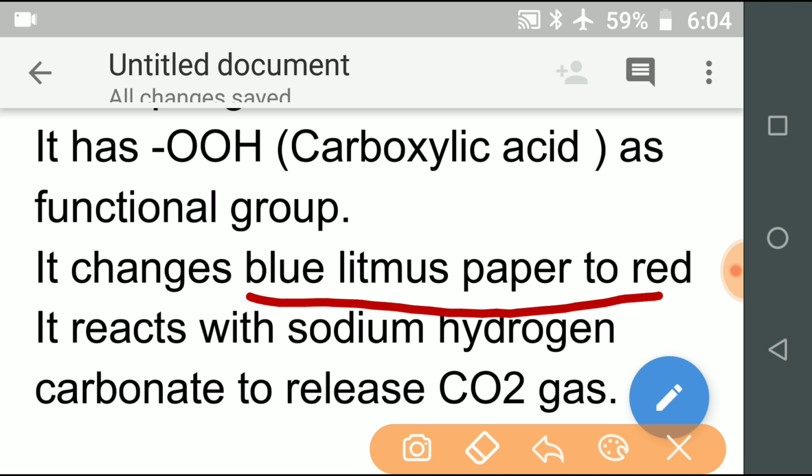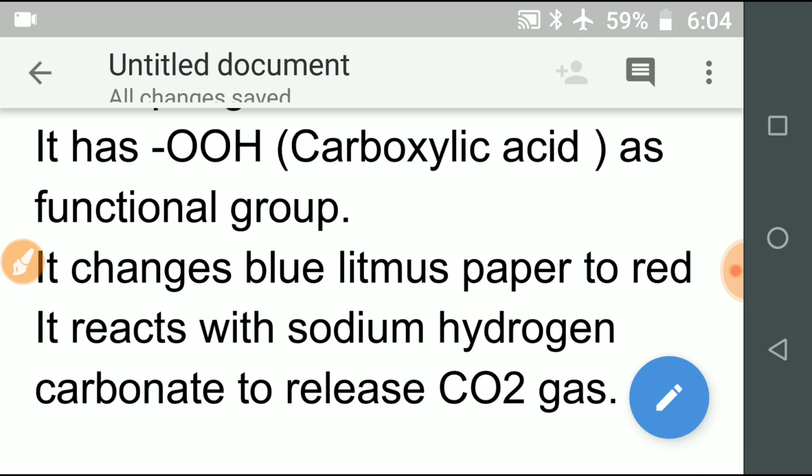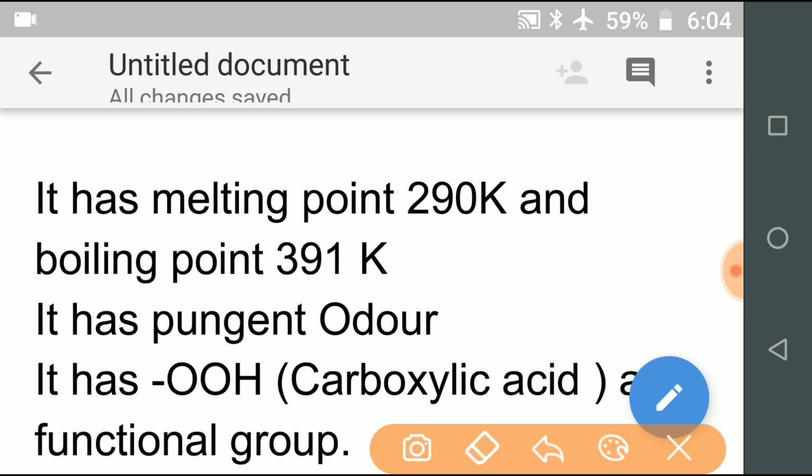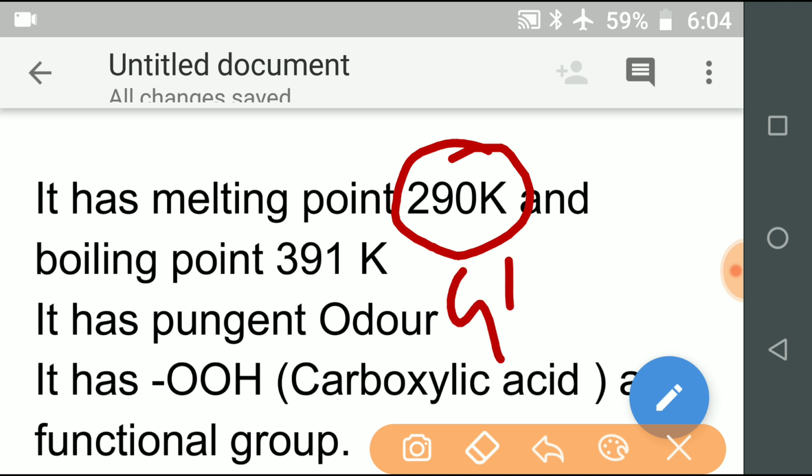One more thing: the melting point of pure ethanoic acid is 290 Kelvin, and hence it often freezes during winter in cold climates. That's why ethanoic acid is also called glacial acetic acid.